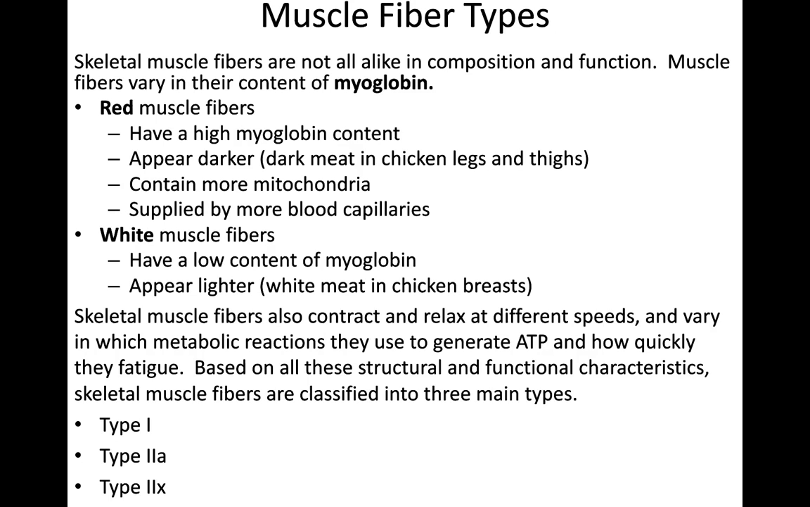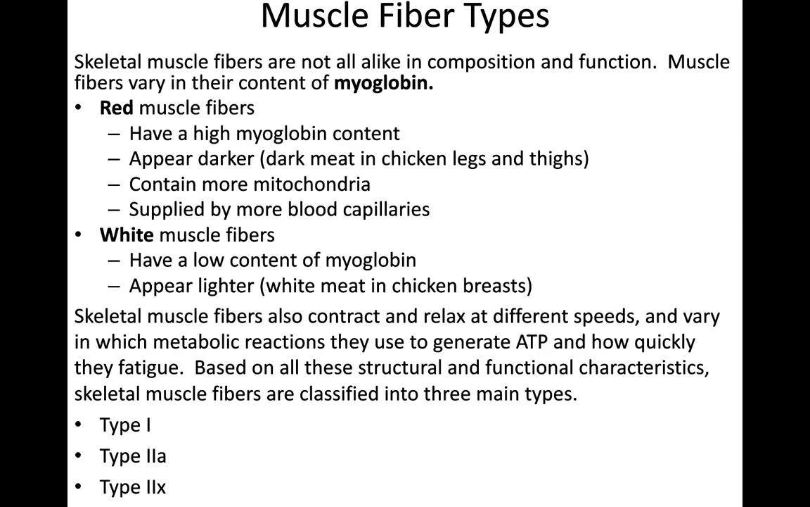The other way, and it's a little bit more sophisticated, is based on several factors. A lot of it is based on how fast or how slowly they contract, how they generate their ATP, whether that's aerobic or anaerobic, and how quickly they fatigue or get tired. So based on these structural and functional characteristics, we classify muscle fibers into three main types: type 1, type 2A, type 2X. Those three categories are the traditional terms or descriptions. You'll see here in the next three slides that there's a more descriptive term for each of these.